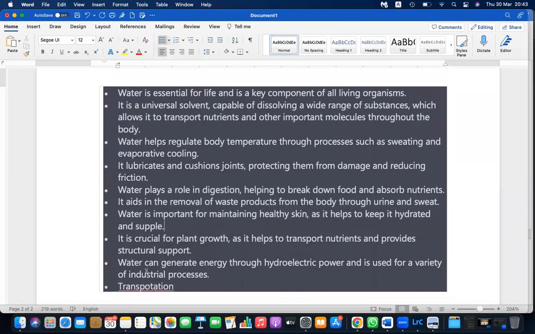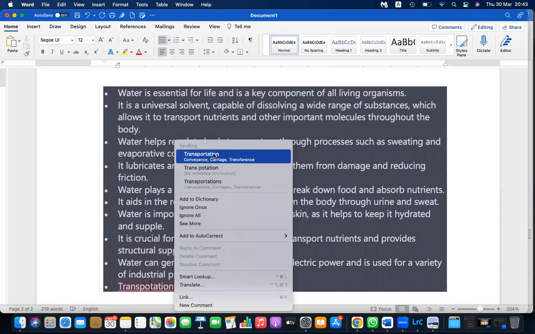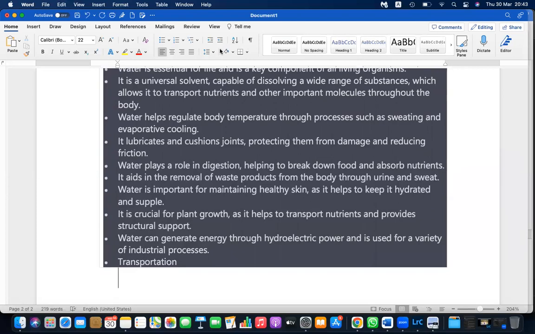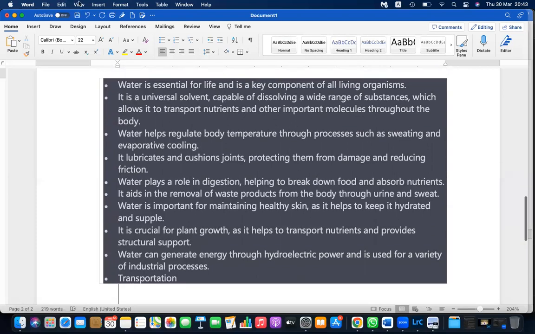So please write down these points. Transport, so pure transportation. Please write down these points quickly.